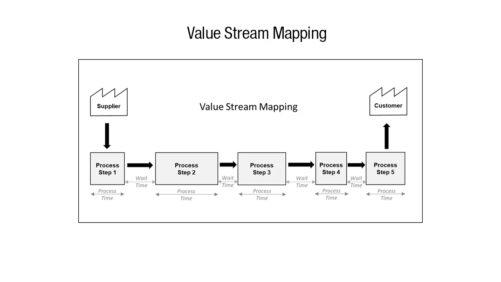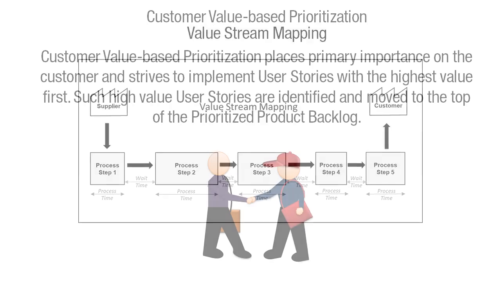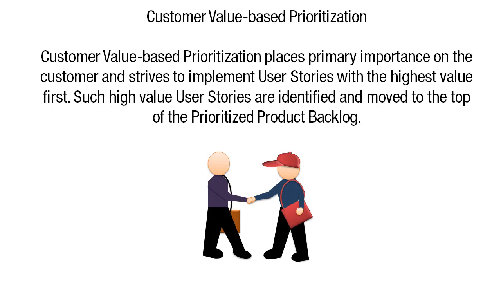In the figure above, identification of process times and wait times will help streamline the system by decreasing wait times and improving process efficiencies. Next is customer value-based prioritization. Customer value-based prioritization places primary importance on the customer and strives to implement user stories with the highest value first. Such high-value user stories are identified and moved to the top of the prioritized product backlog.